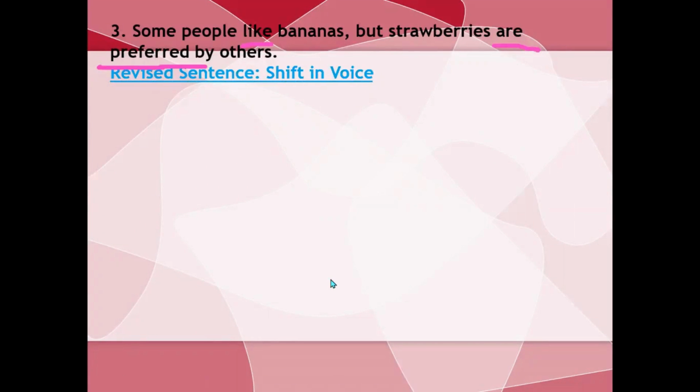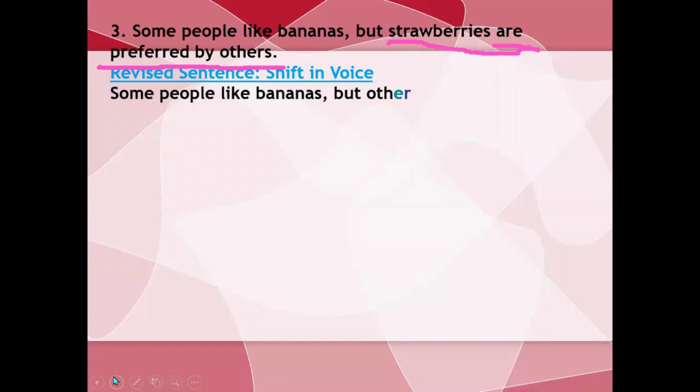How are we going to revise? Now, if you notice, class, in our second sentence, the second clause, strawberries are preferred by others, that is the only part which is passive. So what are we going to do? Copy the first clause. Some people like bananas, but others prefer strawberries. So take note of the revision.